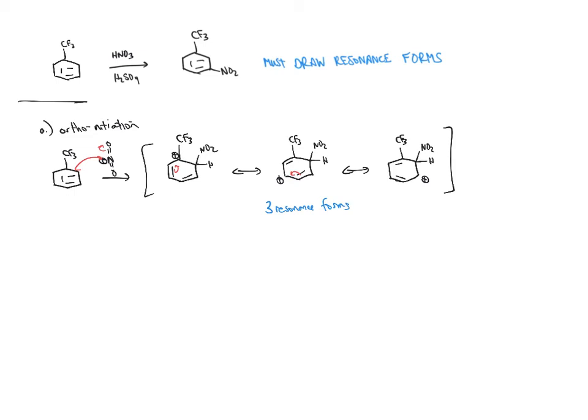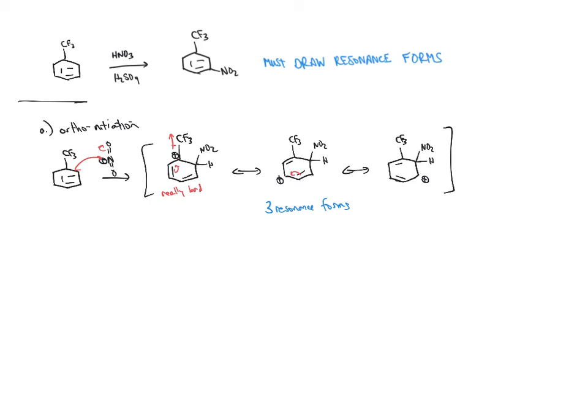And actually, one of them is really bad, right? This resonance form here is really bad because the electrons are being pulled towards that CF3 group via induction. And so we don't want to make that carbon have even more positive charge. And so this is a destabilizing effect on the arenium ion.